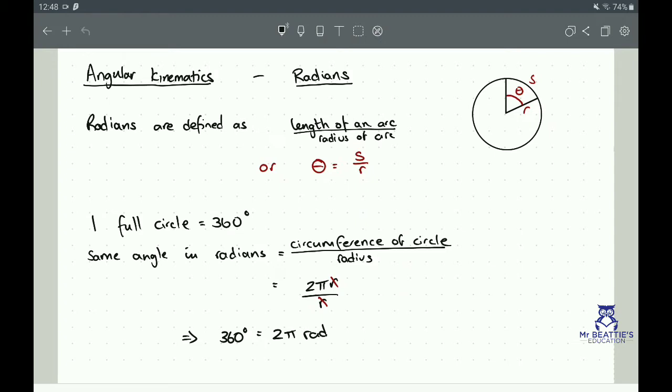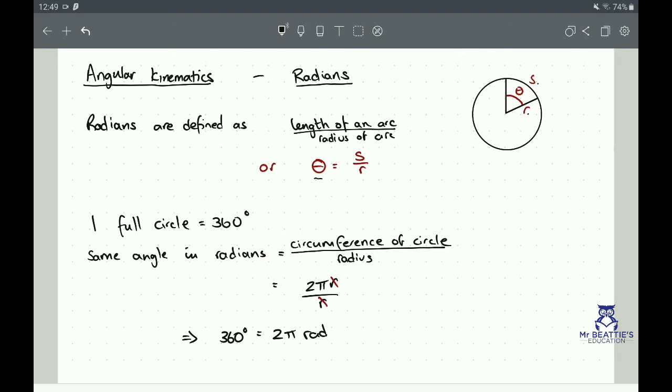What are they? So radians are defined as the length of an arc divided by the radius of an arc when we're dealing with things going in circular or angular motion. Our radian is represented as theta, and if you look at the circle I've got over here in the corner, you can see that the length of the arc would be the displacement round the arc, S, and that the radius would be R. So we get theta is equal to S over R.